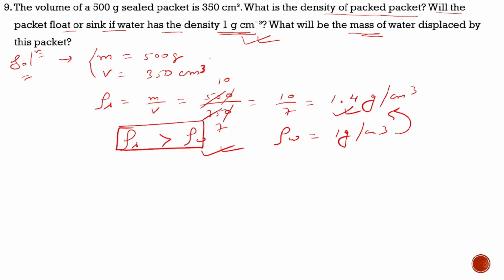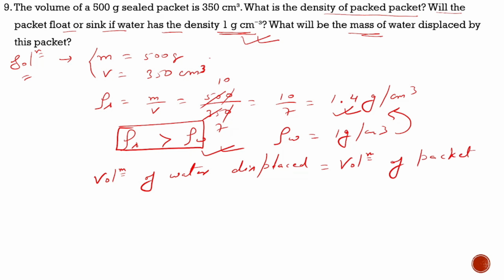Now, what is the mass of water displaced by this packet? Before finding the mass of water, we have to find how much volume of water is displaced by the packet. So the volume of water displaced will be equal to the volume of the packet. Jitna packet ka volume hoga utna hi volume of water usne displace kiya hoga. So volume of water displaced is equal to volume of packet. How much is it? 350 centimeter cube.